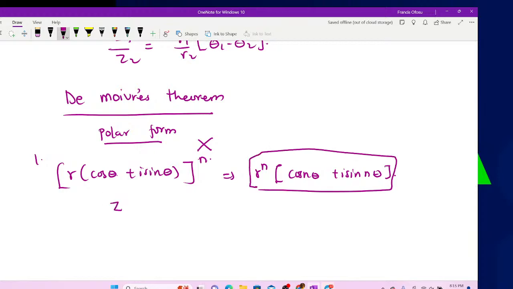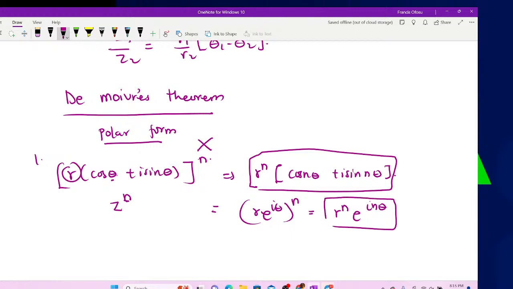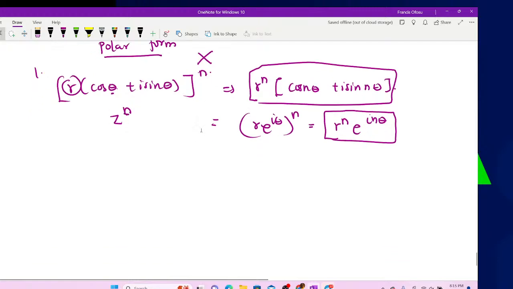Any complex number raised to an exponent, you simply give the exponent to the real part, then you multiply the power by the argument. In the exponential form, r e to the power i theta, if you want to have any power, let's say n, this is simply done as r to the power n e to the power i n theta. And this is how we apply the De Moivre theorem in the exponential form.